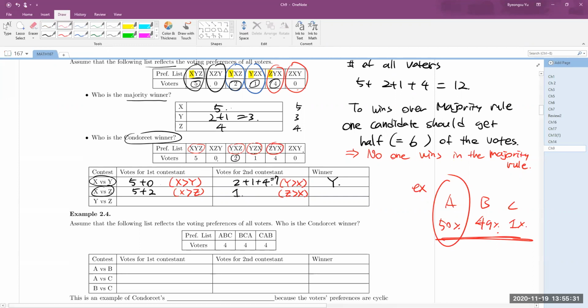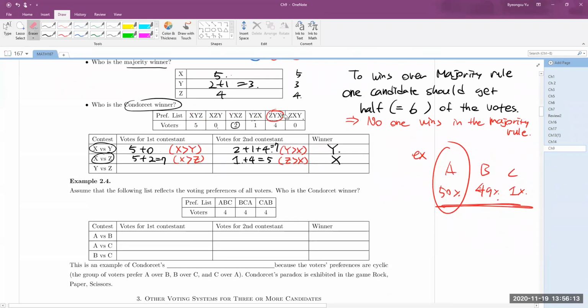And in case of GYX, again, voters in the preference list of GYX think that G is better than X, right? Because G is better than Y and Y is better than X. So in this case, again, you need to add 4 people in here. So if you add those numbers, then voters who think that X is better than G are 7 votes. But voters who think that G is better than X have only 5 votes. So here the winner is X, right? Good.